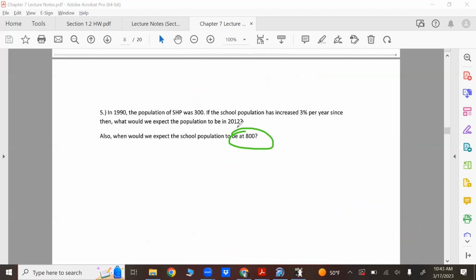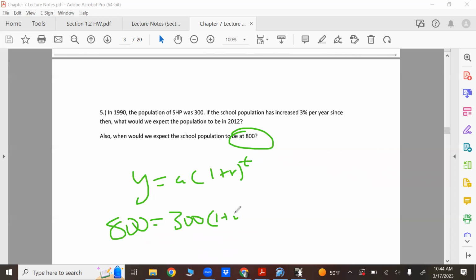But let's do the second part here. When would the population be 800? Let's look at that one. So what you do, let me do this again. You do 800 for Y, 300 for A, 1 plus 0.03. Do I know the time? No, that's what I want to solve for.